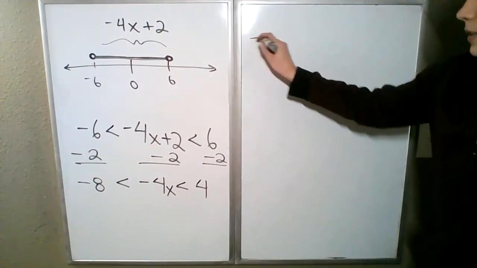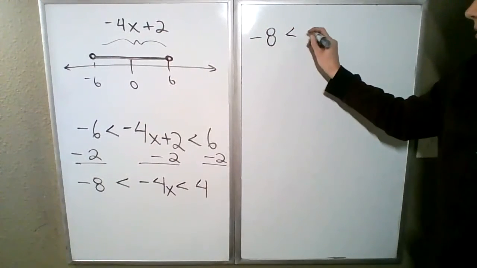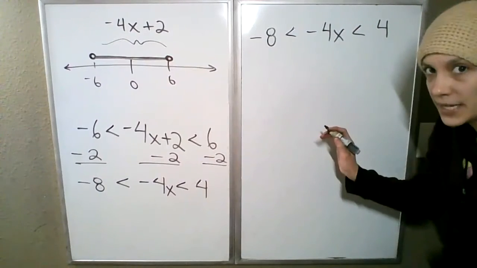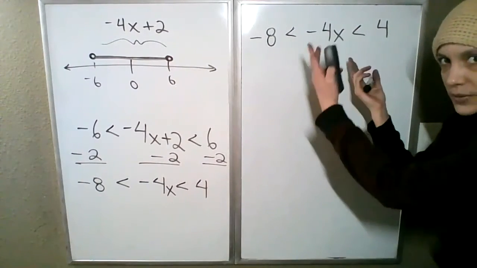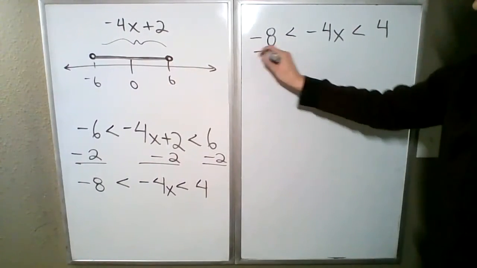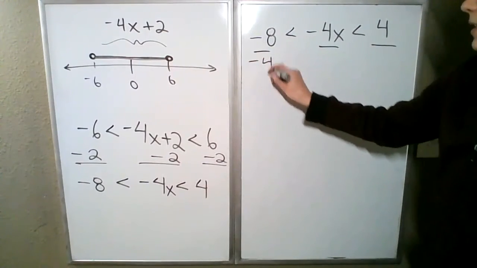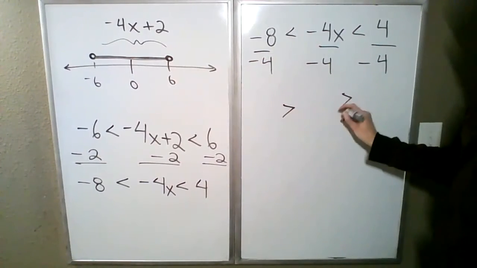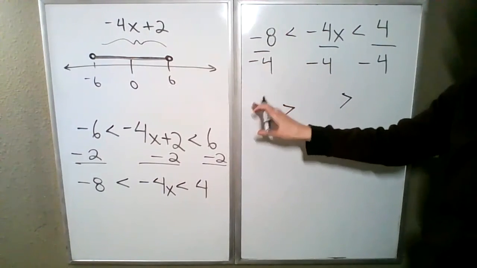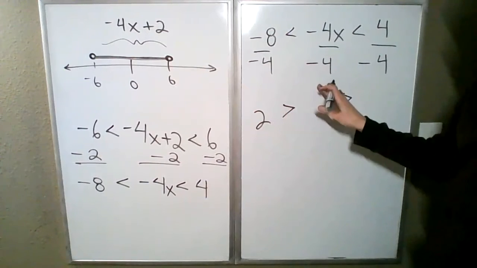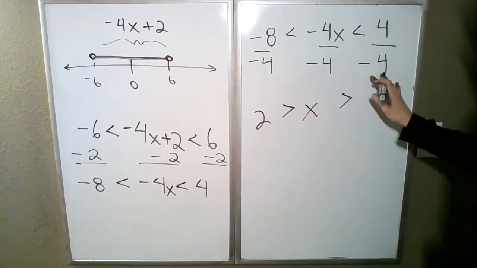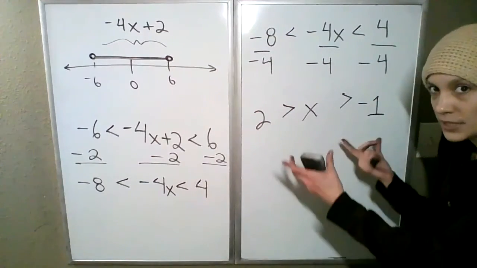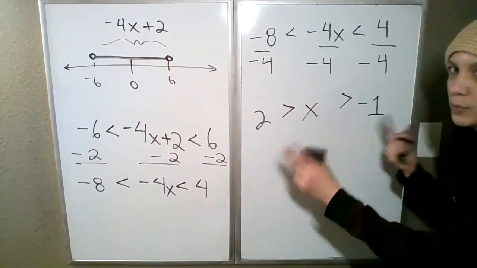Okay, what I have will need to be divided through by the negative 4. When you divide by a negative number, you have to flip the sign. And this time you have to flip both signs. So divide by negative 4 in all 3 spots. Flip both signs. And here's a positive 2. This is 1x. And this is negative 1.